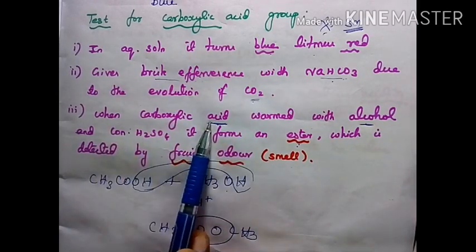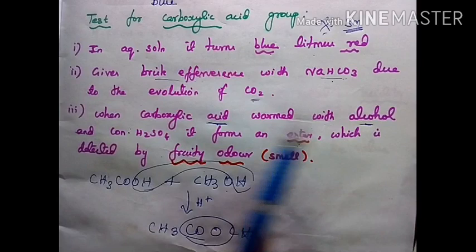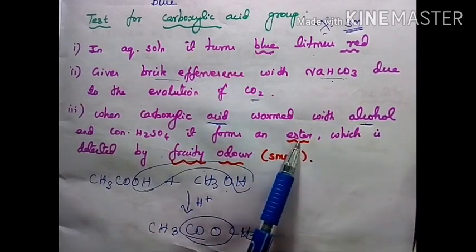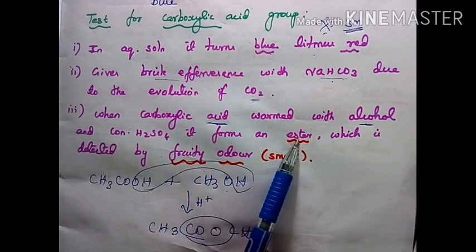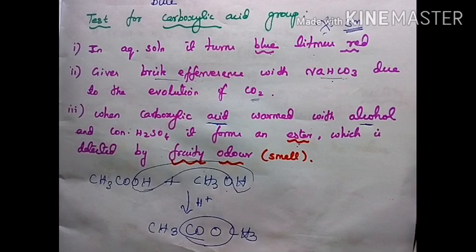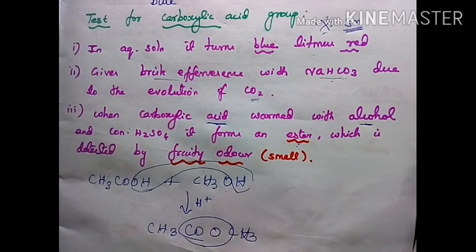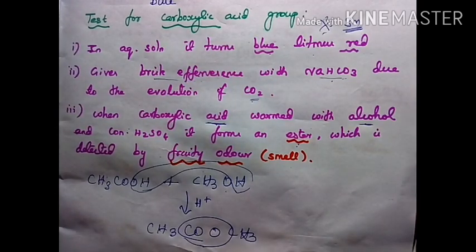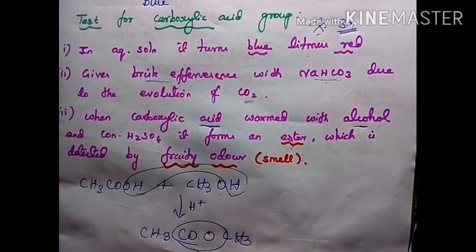When carboxylic acid, any acid, reacts with alcohol, it gives ester. That process is called esterification. It is identified by its fruity odor. So, these are the chemical properties and test for carboxylic acid.